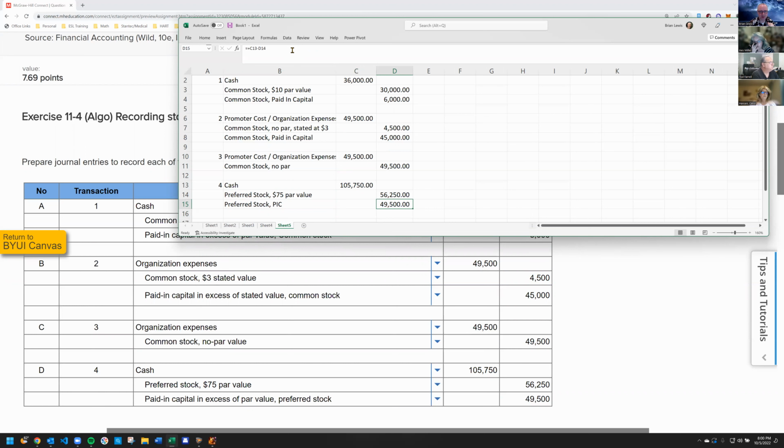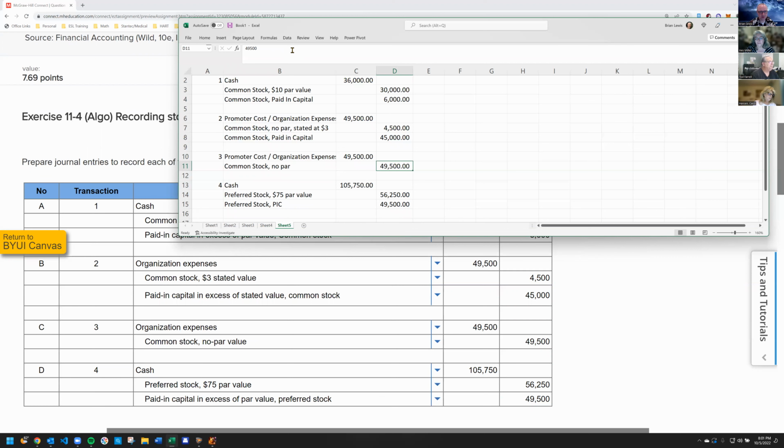Does that help, Ines? Yeah. It threw me a little bit off on the number 3 because we didn't have the common stock, but I got it. Just debit, and then the full amount was credited, because there's no value to it, right? Yeah. It's no par. Okay.